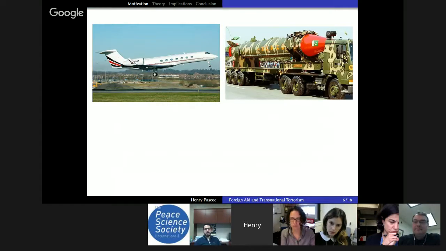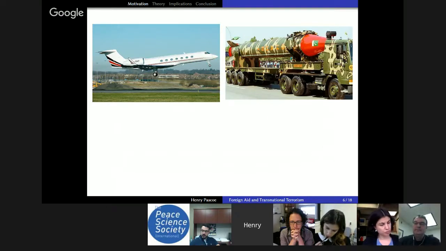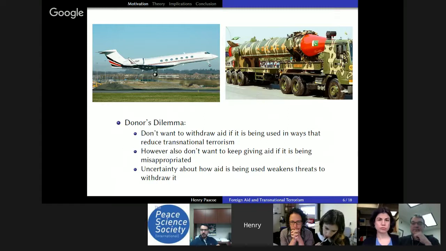However, recipient country governments may prioritize counterterrorism differently than donors, and consequently, they may want to spend foreign aid on other things. So, very prominent examples here on the left, the jet that the president of Uganda used over 30 million pounds of UK foreign aid to purchase. And on the right are missiles that Pakistan purchases with US military aid intended for counterterrorism. Of course, missiles aren't useful for counterterrorism, but they are useful for arming against their rival, India. And so this misappropriation creates a dilemma for donors.